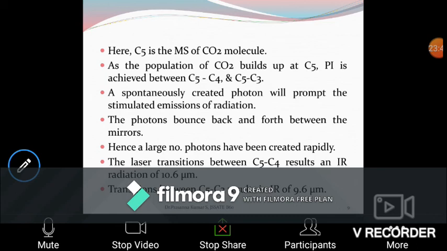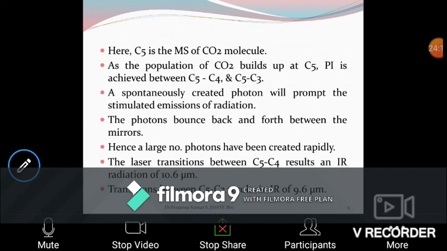You know that once the photons are released, they bounce back between the two mirrors. You have seen that there are two mirrors there. They are moving in between these two, and as they are reflected between them, they start creating more and more stimulated emissions. Therefore, a large number of photons are created in a very short interval of time.